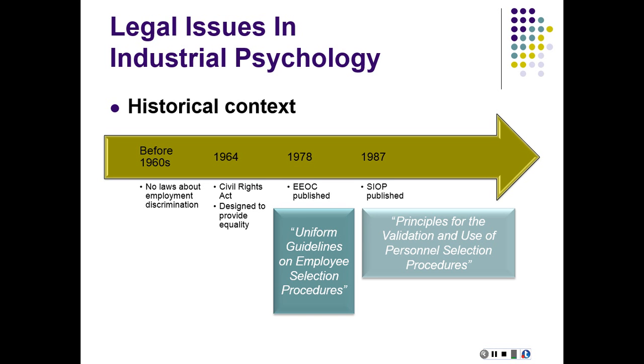In 1987, PSYOP, which, if you recall, is the O Psychology group, published the principles for the validation and use of personnel selection procedures. So, roughly 10 years after the EEOC's publication, PSYOP came out with their strategies for how to validate and correctly use personnel selection procedures, to put more of a research bent on it. It's not just about fairness. It's also about doing it correctly.